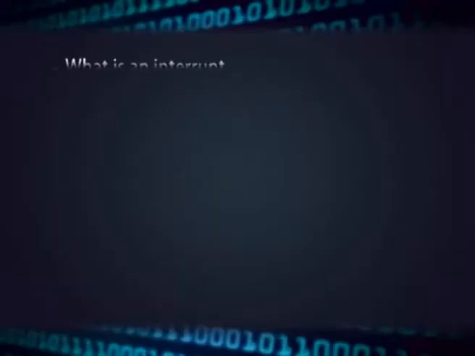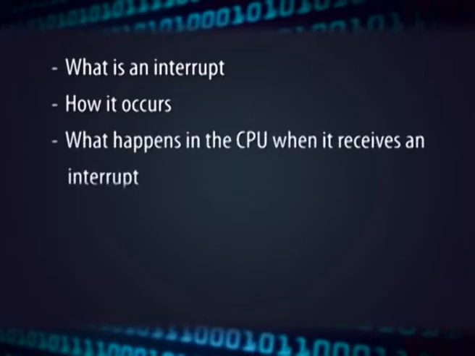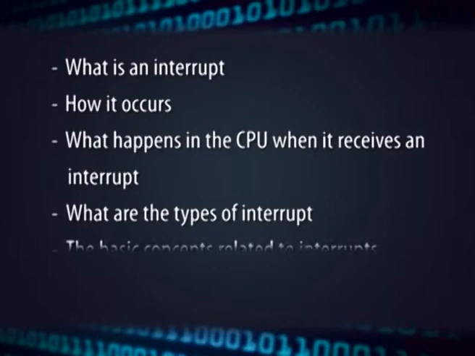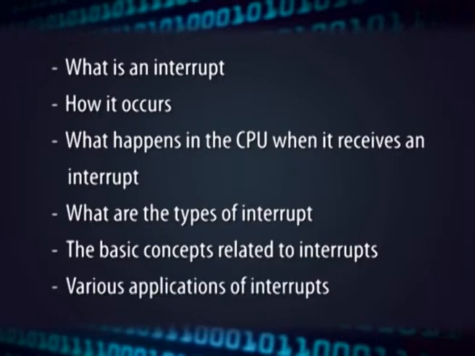Instead of talking in general about the interrupts, it is better if it is understood by taking an example of a typical microprocessor like 8088. Therefore, today we are going to study what an interrupt is, how it occurs, what happens in the CPU when it receives an interrupt, and what the different types of interrupts are. The basic concepts related to interrupts are explained using the example of a microprocessor like 8088. Also, the various applications of interrupts are explained in brief.